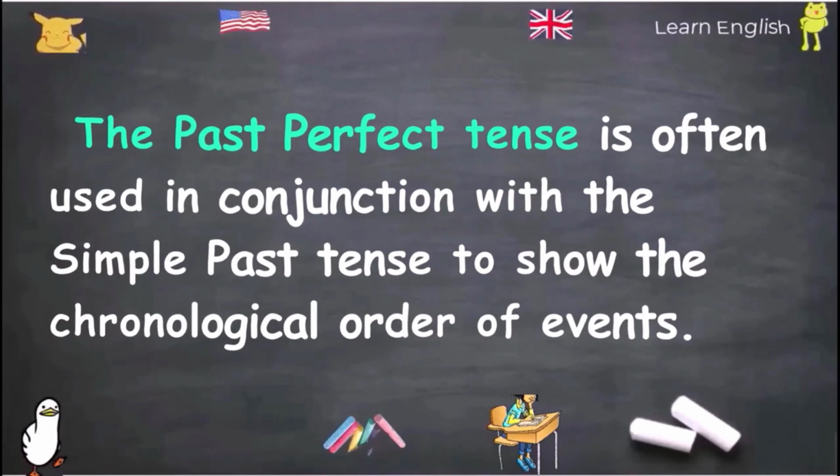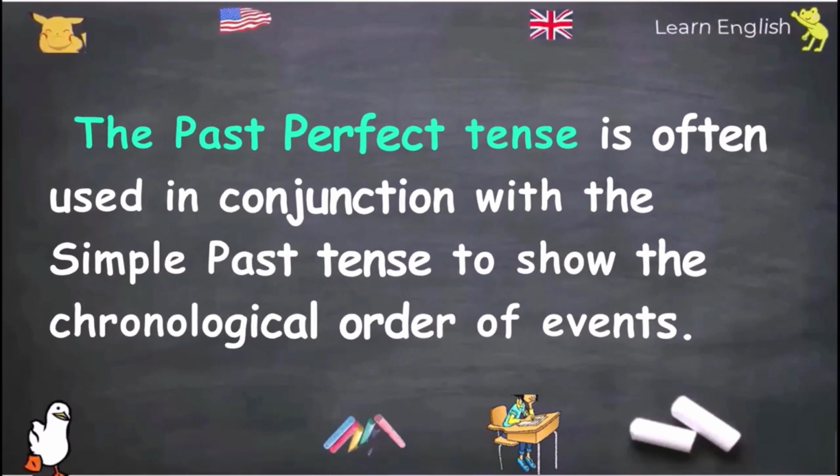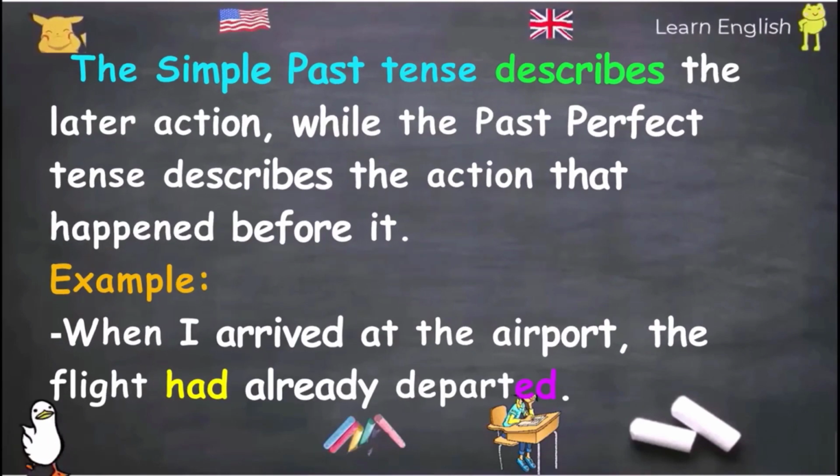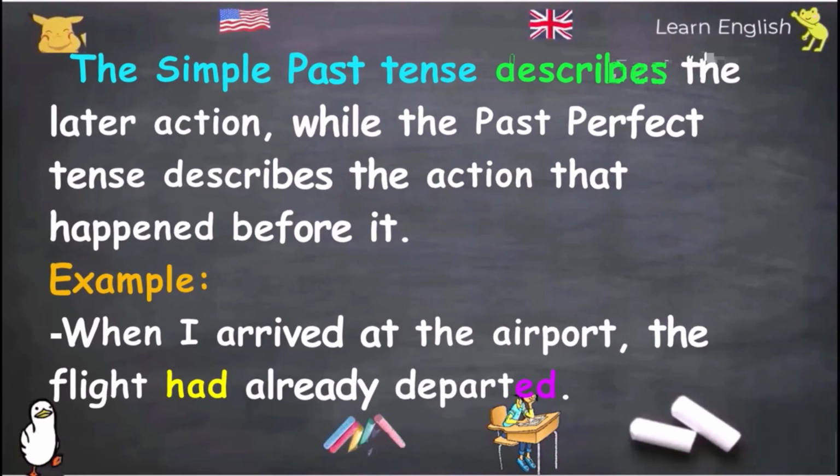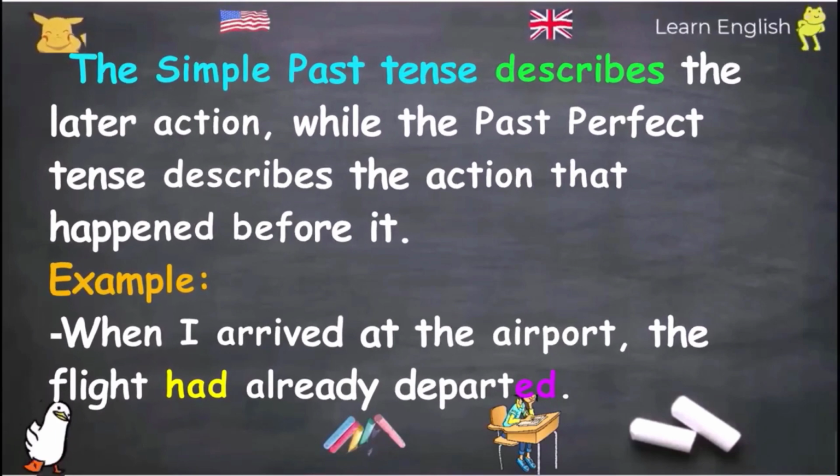The past perfect tense is often used in conjunction with the simple past tense to show the chronological order of events. The simple past tense describes the later action, while the past perfect tense describes the action that happened before it. Example: When I arrived at the airport, the flight had already departed.